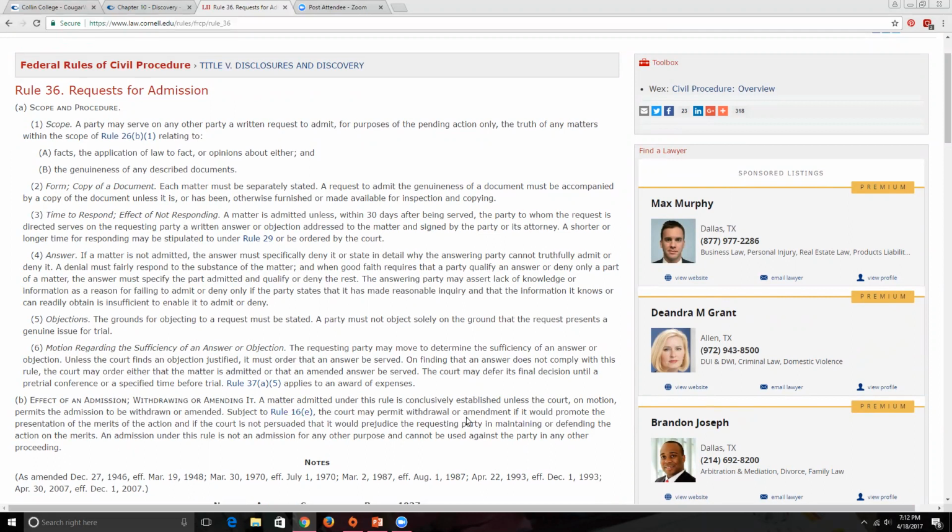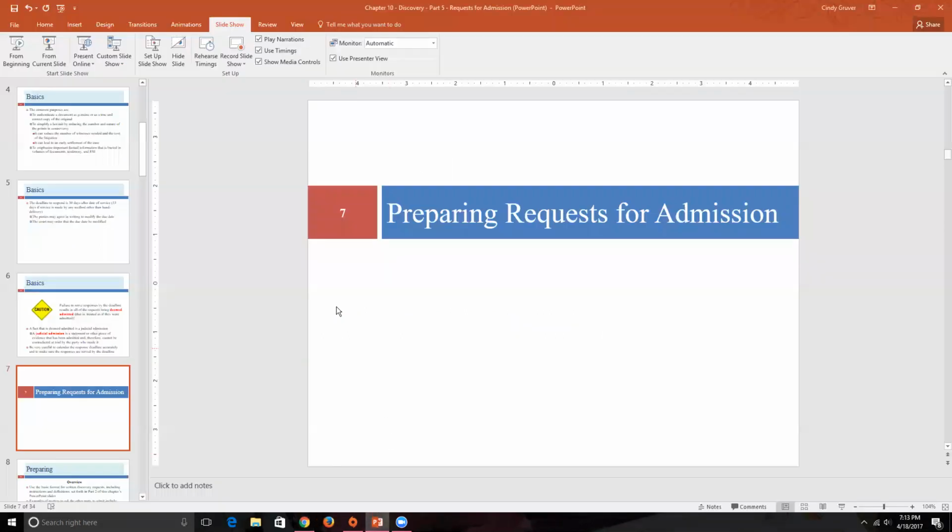The court may permit withdrawal or amendment if it would promote the presentation of the merits of the action, and if the court is not persuaded it would prejudice the requesting party in maintaining or defending the action on the merits. An admission under this rule is not an admission for any other purpose and cannot be used against the party in any other proceedings. And again, we already saw that: for purposes of this proceeding only. We've already seen that. So let's go back to our PowerPoint.